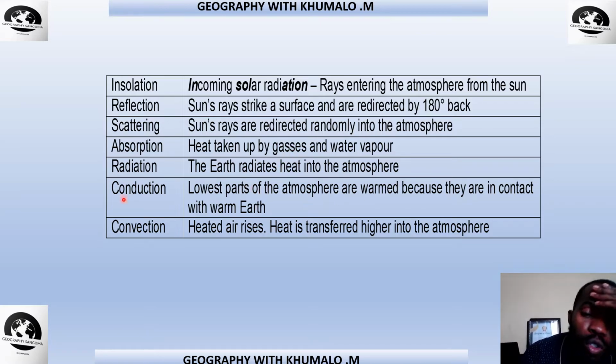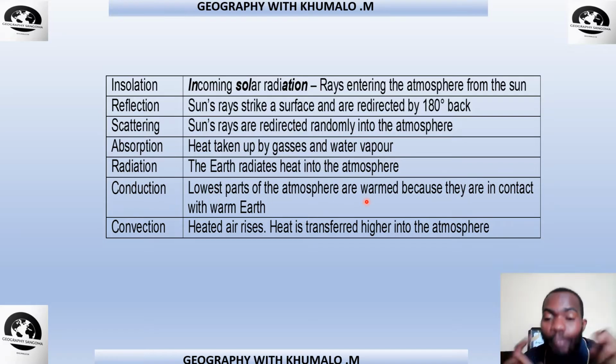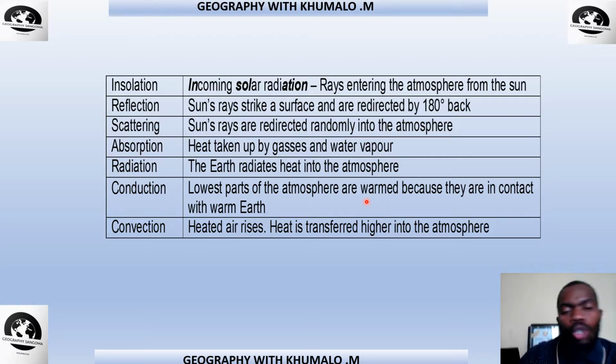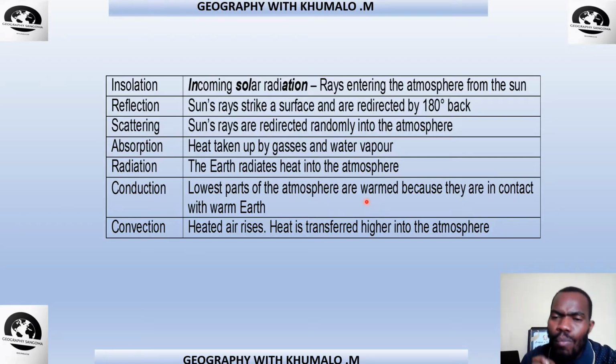Then we've got the process of conduction, where the lower parts of the atmosphere are warmed because of what? They are in contact with the warm earth. So the lower parts of the atmosphere become warmed because of what, grade 10s? They are in contact with the warm earth.